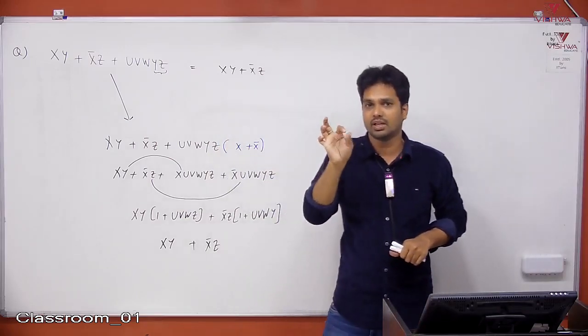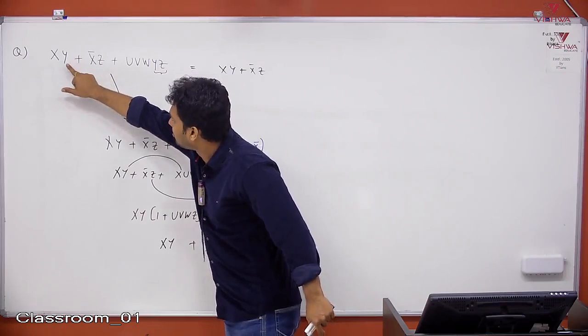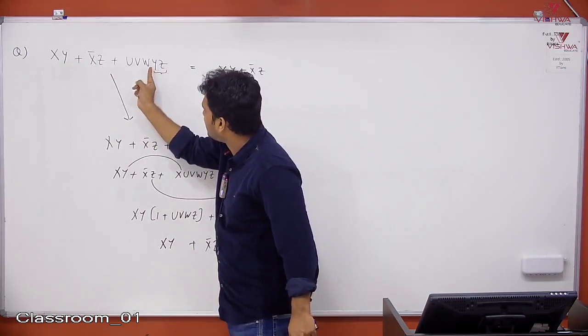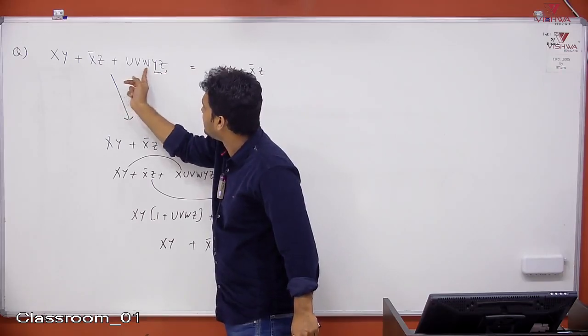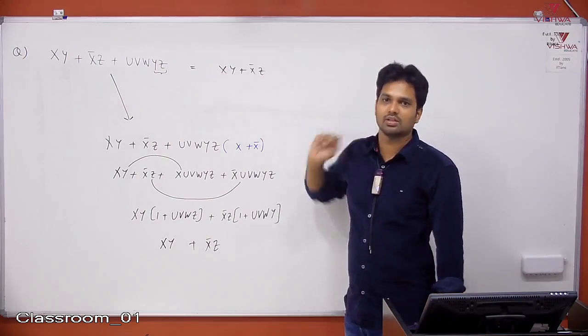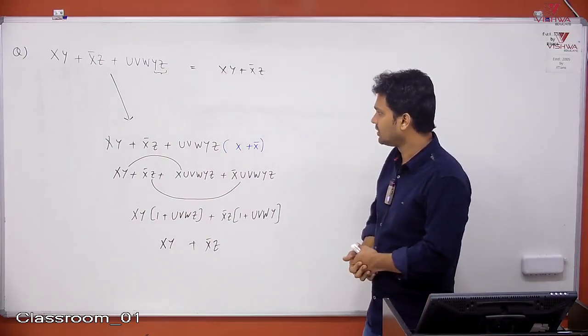Is it clear what I am saying again? Variable, its complement, the product of these two is available. It is multiplied with anything, a, b, c, d, e, f, anything. It doesn't matter. My answer will be xy plus x bar z. Okay? Right. Now, please copy this.